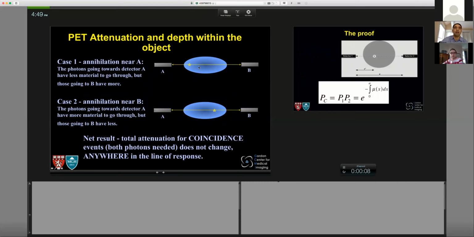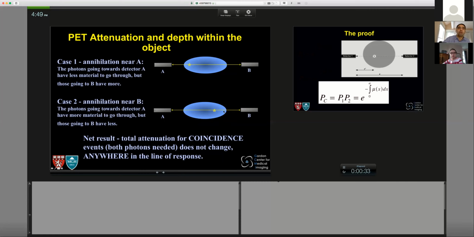If I look here at the length of my object, and I had a positron annihilating with 2 photons emitting at this location, one would have to go through a short distance, the other would have to go through a much longer distance, right? If on the other hand that activity was on the other side, I would have to go through a much longer distance on this side, but I would still have a smaller distance here.